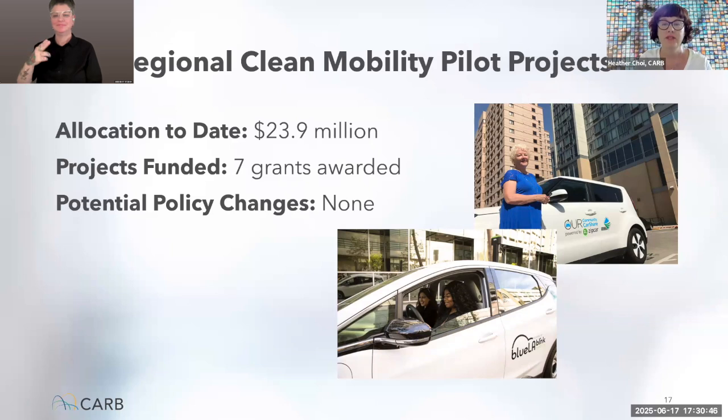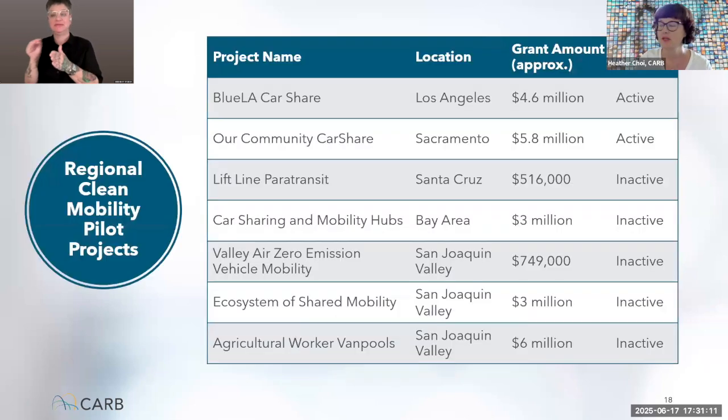In fiscal year 2017 and 2018, another $8 million funded 2 pilot expansions and an agricultural worker van pool expansion. And lastly, in fiscal year 2019-2020, $8.6 million funded expansions of 3 pilots and 1 EV shuttle service. Next slide, please.